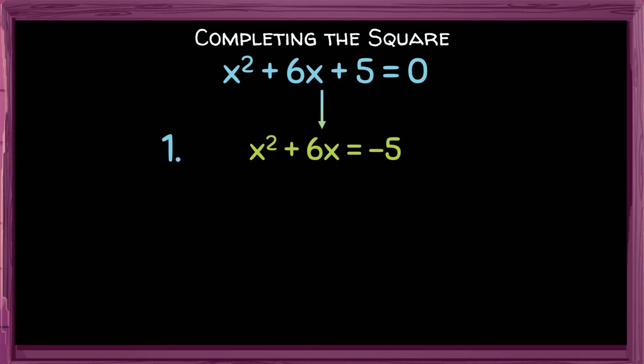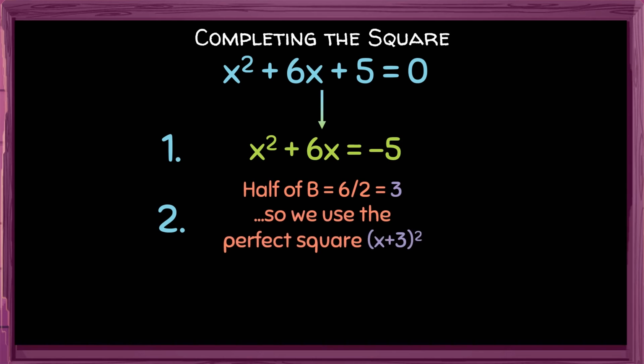In our original problem, I gave you the quadratic x squared plus 6x plus 5 equals 0. We did step 1, where we moved the 5 to the other side and got x squared plus 6x equals negative 5. Then we did step 2, where we looked at our b value, positive 6, and divided it by 2. That answer, 3, told us which perfect square quadratic we needed to use, x plus 3 squared. Now we're ready for step 3.